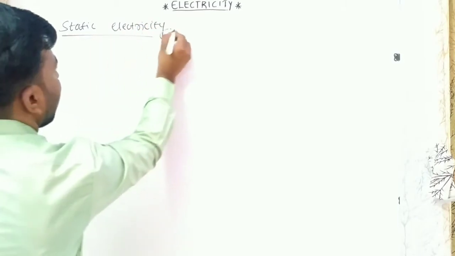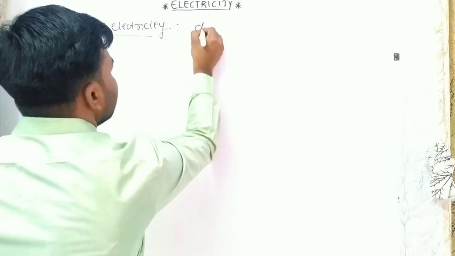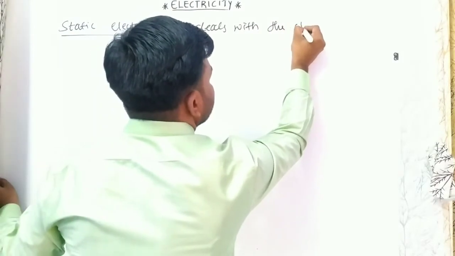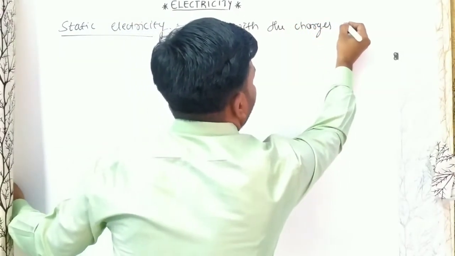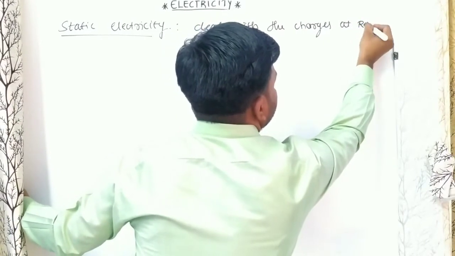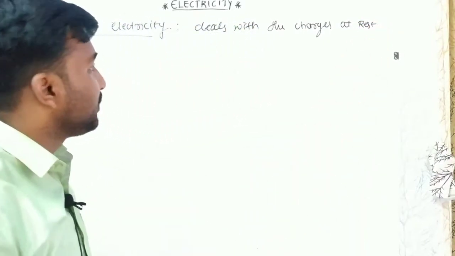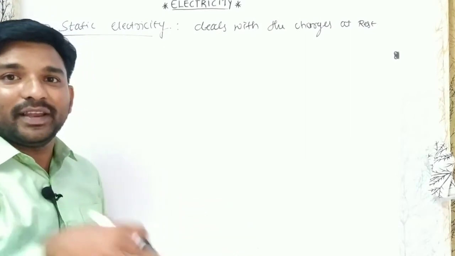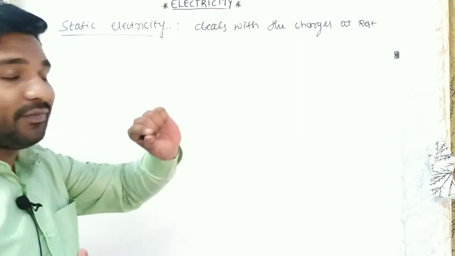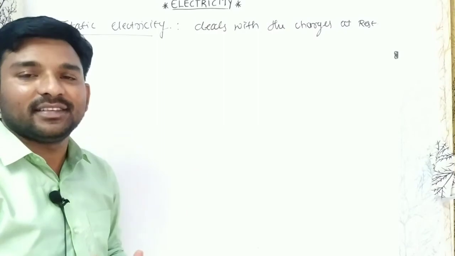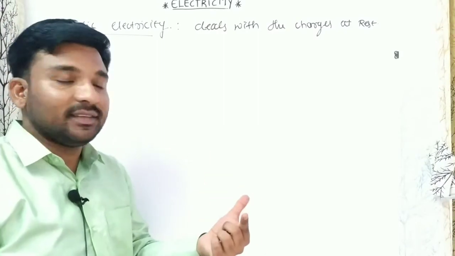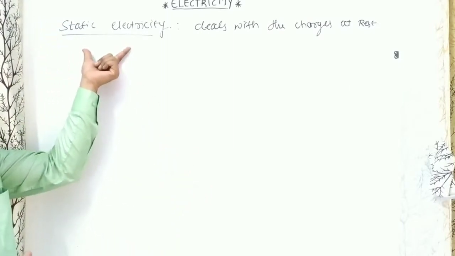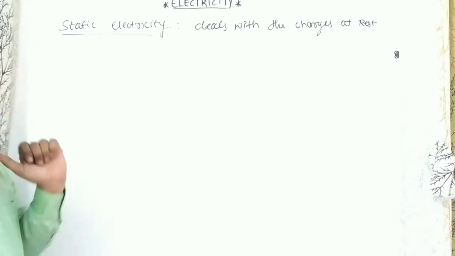Static electricity deals with charges at rest. The sweater was there, we touched it suddenly, and we got a crack sound or a shock. In that situation the charges are at rest. So the branch of electricity that studies charges at rest is static electricity.